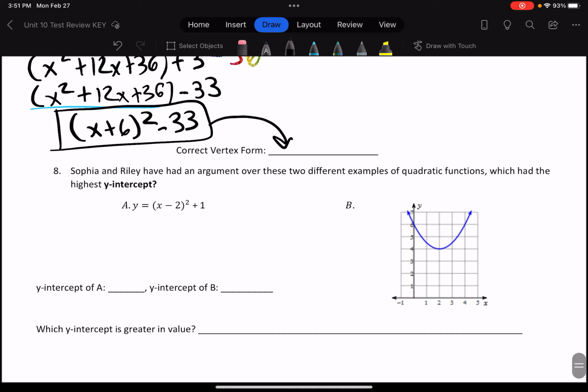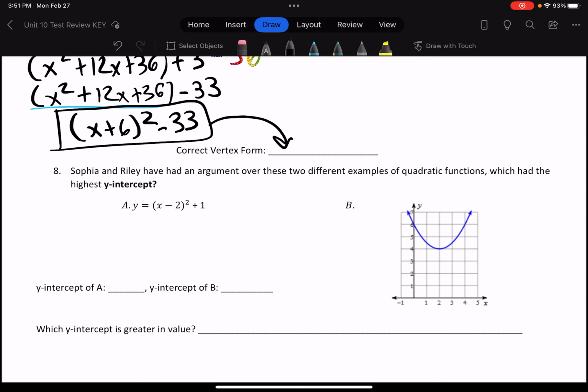So Sophia and Riley have had an argument over these two different examples of quadratic functions. Neither of them can figure out which one has the largest y-intercept. Sophia is looking at our problem A here, and Sophia thinks that A has the larger y-intercept, while Riley is looking at problem B, and clearly Riley thinks that B has the larger y-intercept. So let's see what we have here.